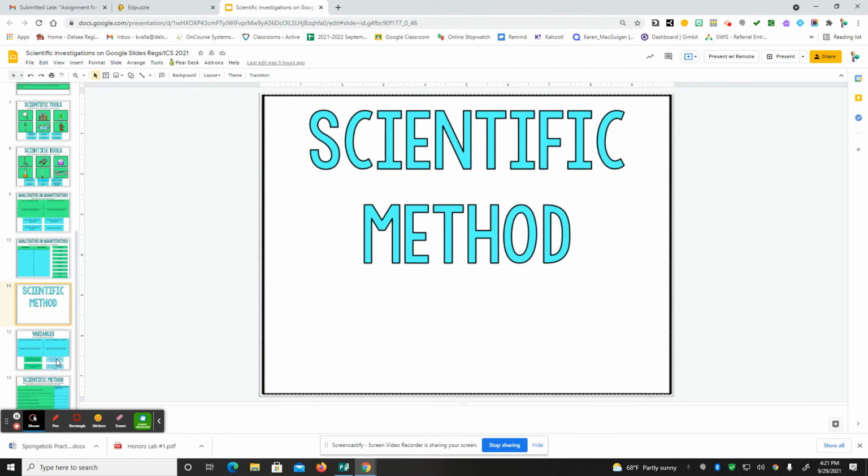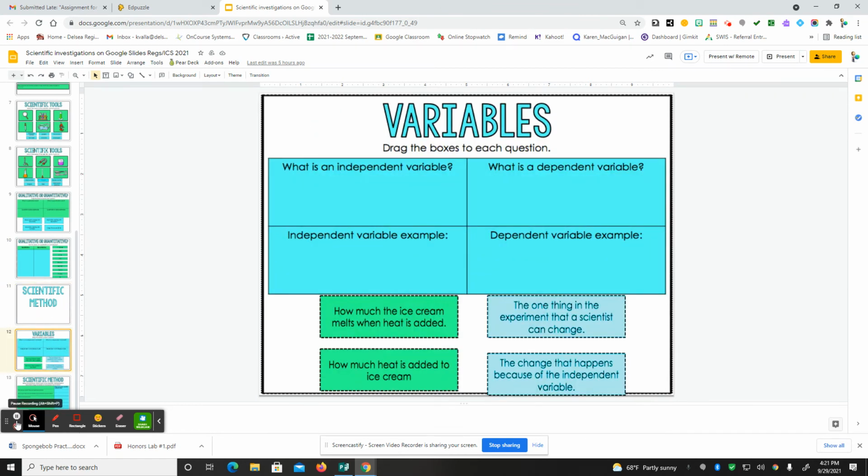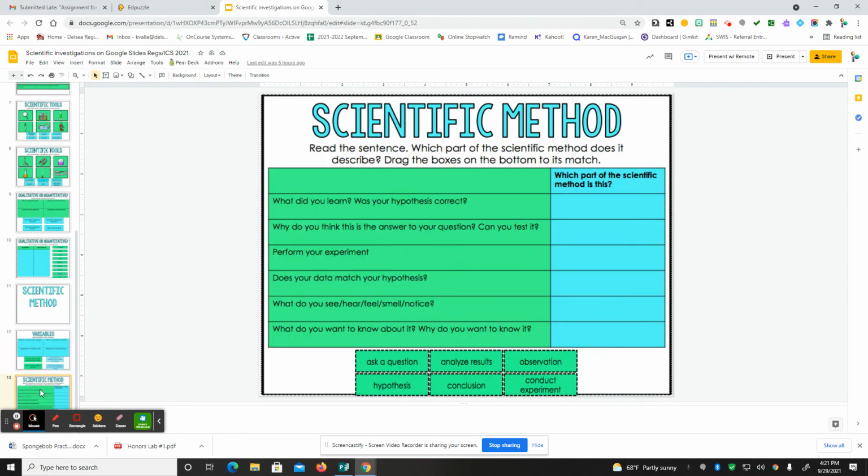So your last 2 slides, this is a blank slide. You don't have to do anything on slide 11. But you are going to then go to slide number 12 and slide number 13. This is identifying what is an independent and dependent variable and then giving me an example. And then you're arranging the steps of the scientific method based on the 6 steps down below. For the most part, they're in order. So that should be helpful.